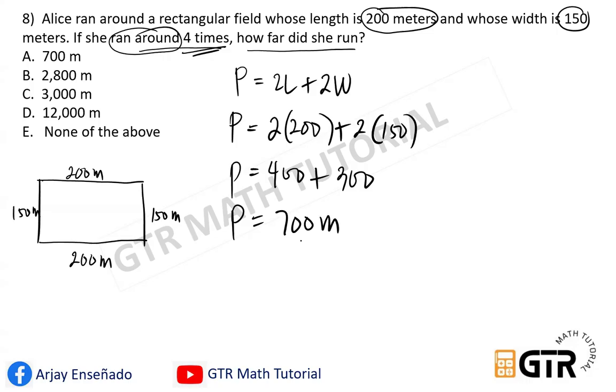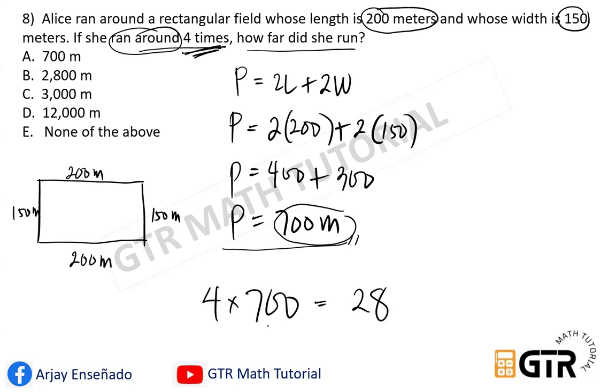So that means if Alice ran around the rectangular field once, the total distance is 700 meters. Since she runs around 4 times, just multiply 700 by 4. So 4 times 700 is the total distance. 4 times 7 is equal to 28. Just copy the 2 zeros. The final answer is 2,800 meters, and that is letter B.